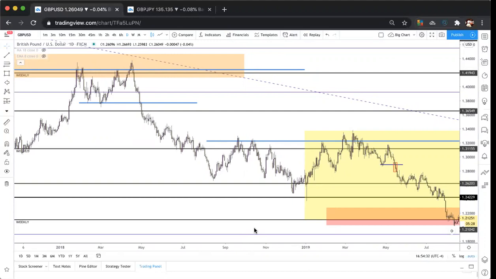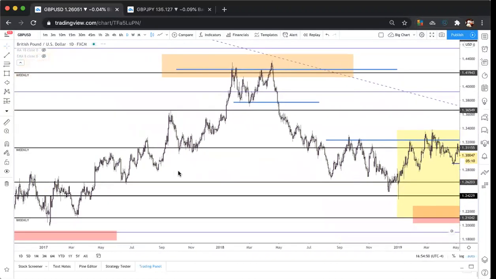What areas am I seeing tested? Where can I find confluence? And once you can start to answer those questions and work through those, that's when you can start to have certain confirmations that you could be confident in taking those trades.